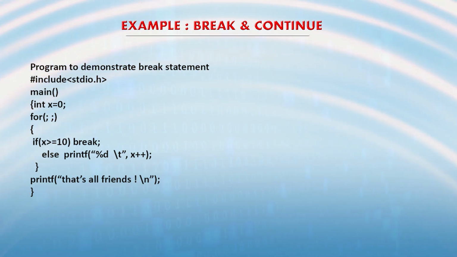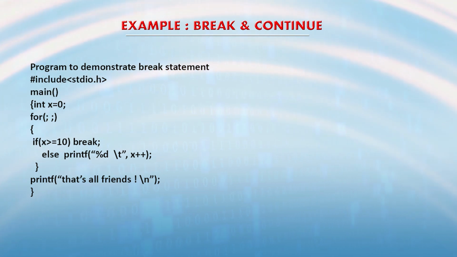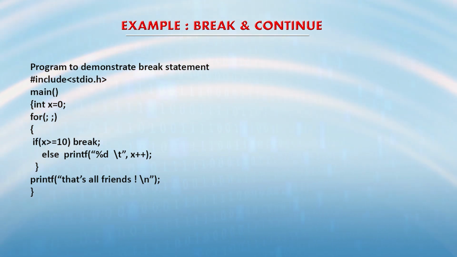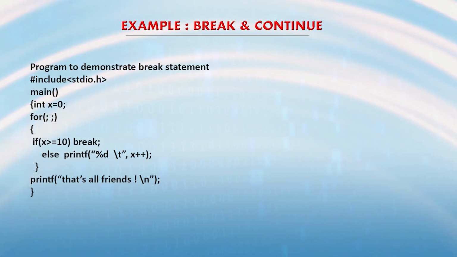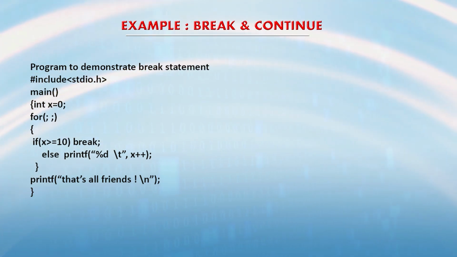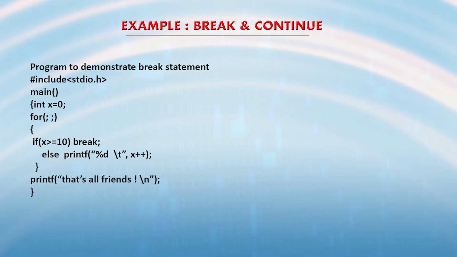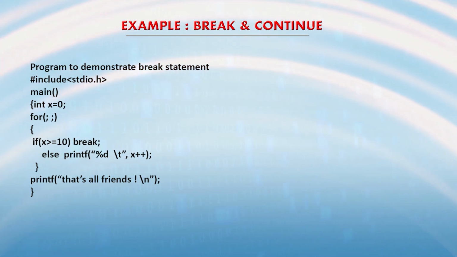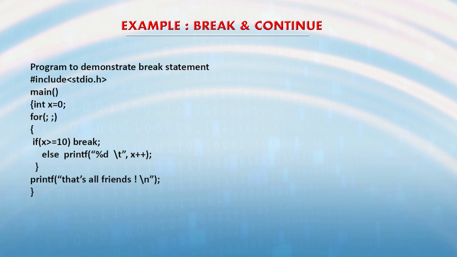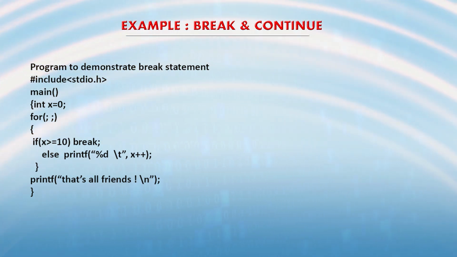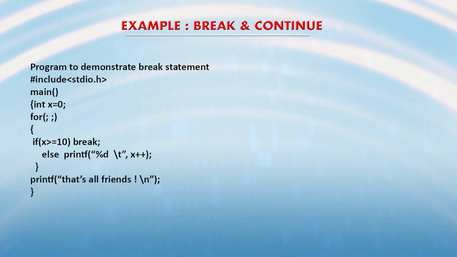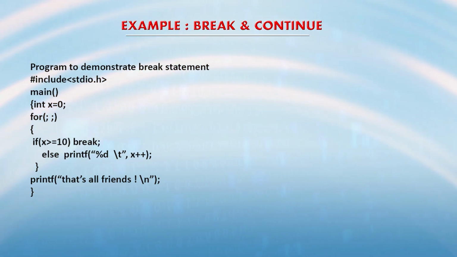We are using int x is equal to 0. That means we are initializing a variable of data type int to 0, and you need not be afraid of this type of notation: for (;;) with semicolon and semicolon. We are neither initializing, nor using any condition, nor incrementing. So, this is for the infinite loop; this for loop will run for infinite time.